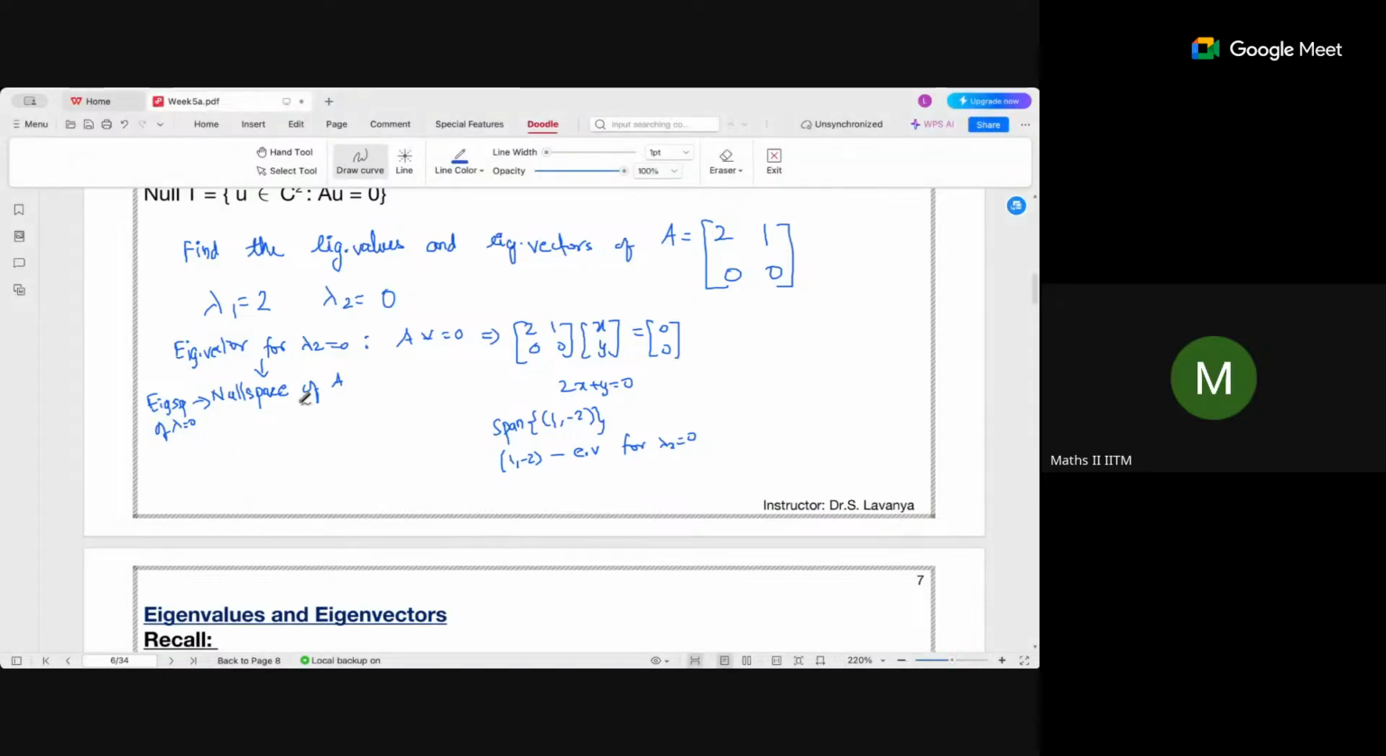Okay, so how does an eigenvector of lambda equal to 0 look like? They are nothing but the non-zero vectors in the null space of the matrix. Is that clear to everyone? So the other part, the eigenvector for lambda 1 equal to 2, I will leave it as homework. You can try. It's quite straightforward. Is it clear for everyone?